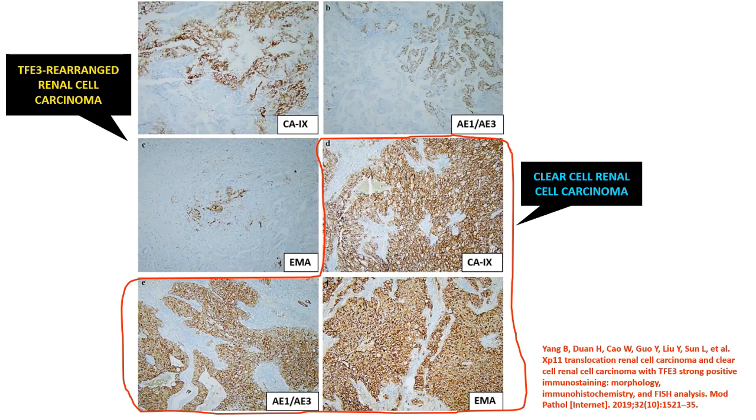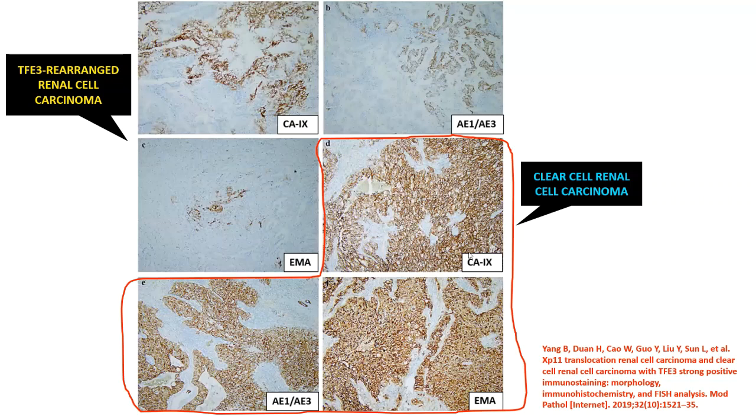Like I've already said, they underexpress pancytokeratin and EMA. So you will get a negativity for both pancytokeratin as well as EMA, and also a negativity for carbonic anhydrase 9. So the first three images, A, B, and C, are the immunoprofile that you see in the case of a TFE3 rearranged RCC. While a conventional clear cell RCC will always show a diffuse expression of pancytokeratin and EMA, along with a strong pan-membranous positivity for carbonic anhydrase 9.